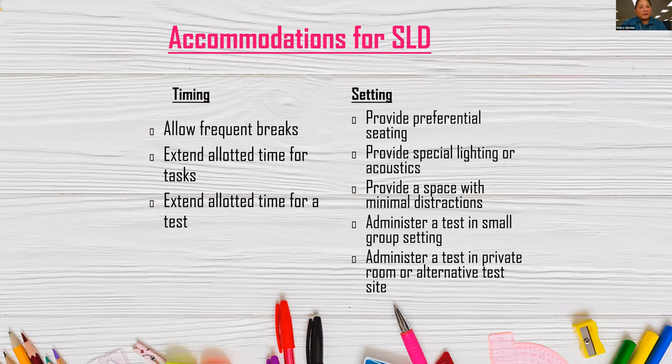For setting, there's preferential seating in the classroom. Of course, that's in front of the chalkboard, next to the teacher, next to a model student. At home, it could be side by side, working alongside a parent, an older sibling, a grandparent, uncle or aunt. Preferential seating can also be in an area of the house that's conducive to learning. And then also for special lighting and acoustics.